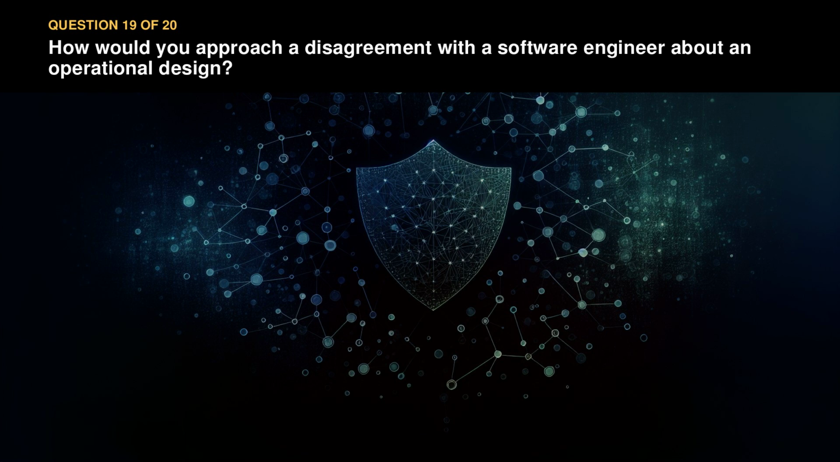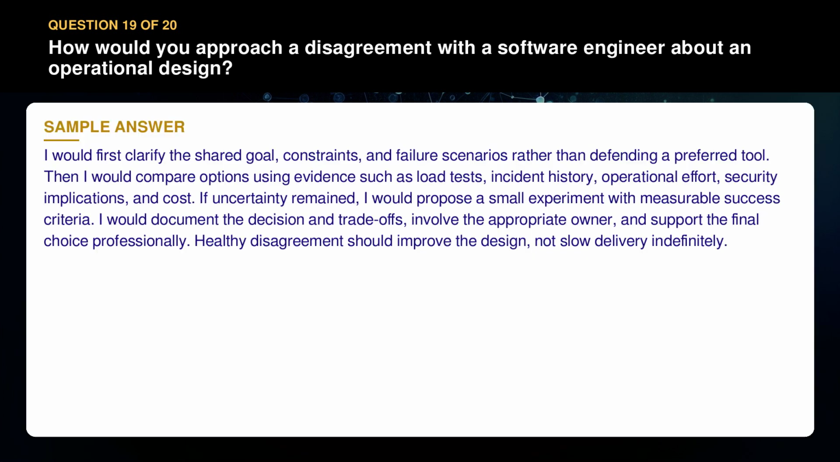Question 19. How would you approach a disagreement with a software engineer about an operational design? I would first clarify the shared goal, constraints, and failure scenarios rather than defending a preferred tool. Then I would compare options using evidence such as load tests, incident history, operational effort, security implications, and cost. If uncertainty remained, I would propose a small experiment with measurable success criteria. I would document the decision and trade-offs, involve the appropriate owner, and support the final choice professionally. Healthy disagreement should improve the design, not slow delivery indefinitely.